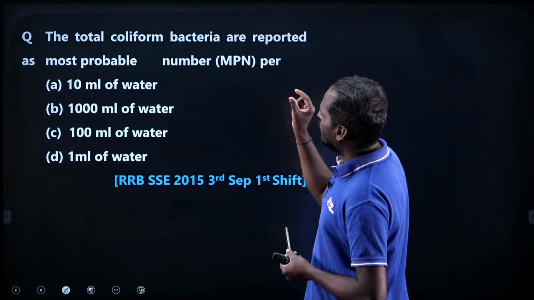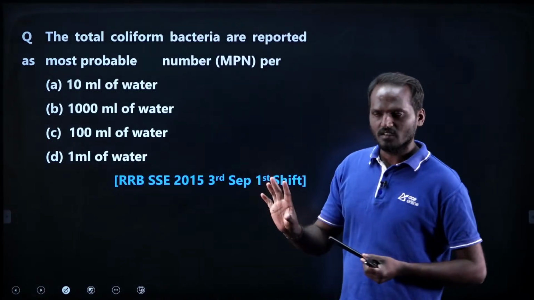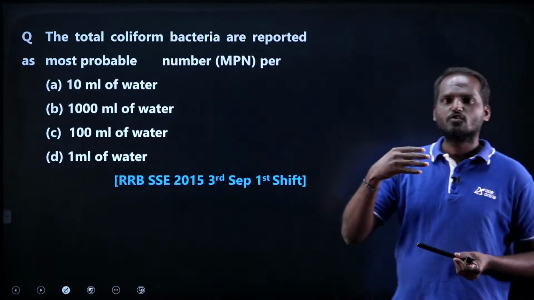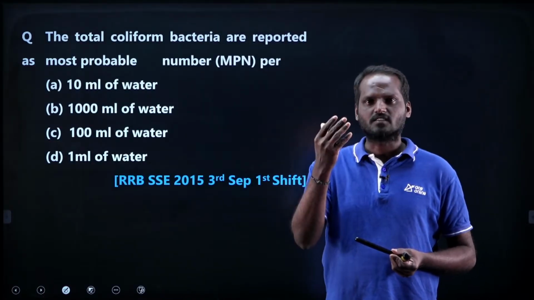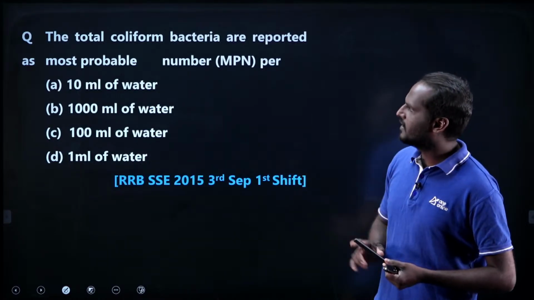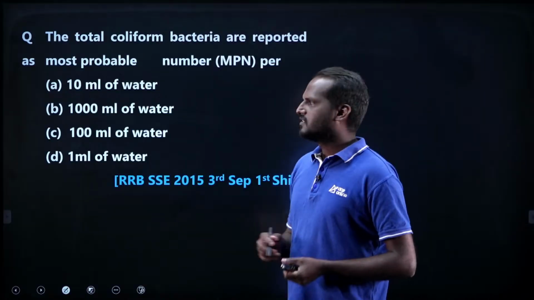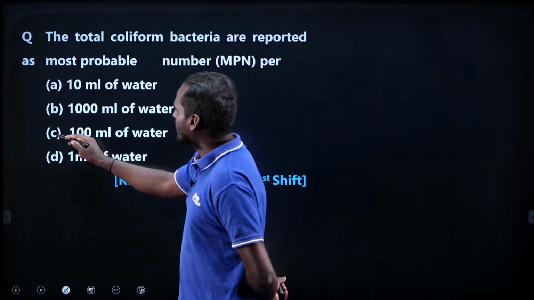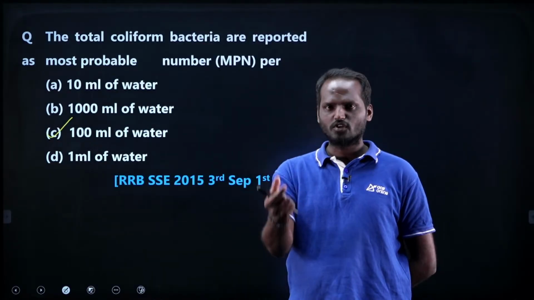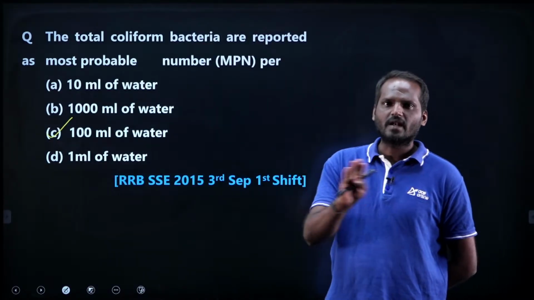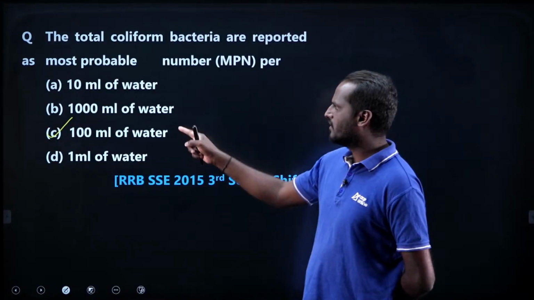The total coliform bacteria are reported as most probable number. He is asking the total coliform bacteria, we usually report its count in most probable number as well as E. coli index. Now, we report MPN per 100 ml, per 1 liter, per 1 ml, per 10 ml. What is your answer? We report MPN usually for 100 ml of water, as IS 10500:2012 specifies that there shall not be any bacterial count detectable in drinking water. That is what is given by the code.